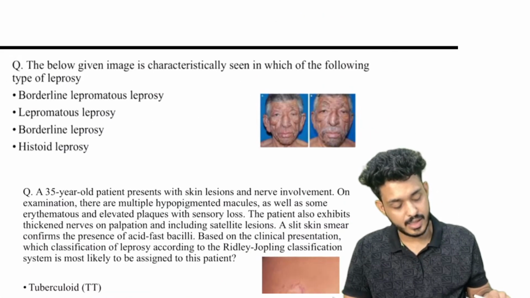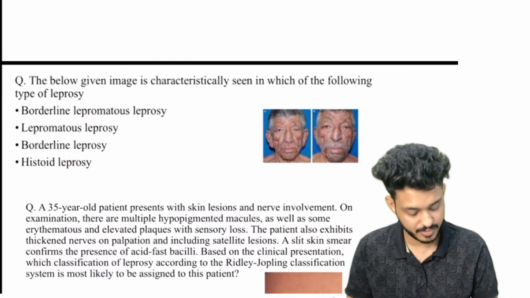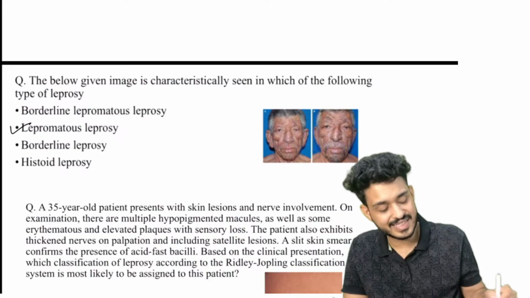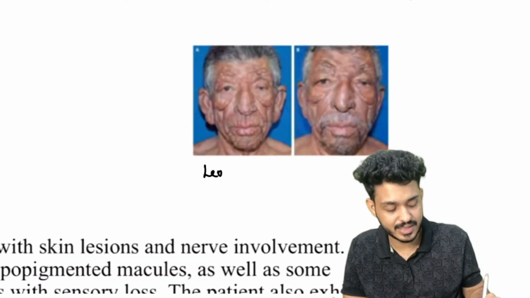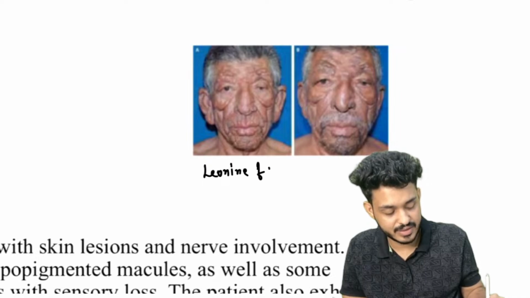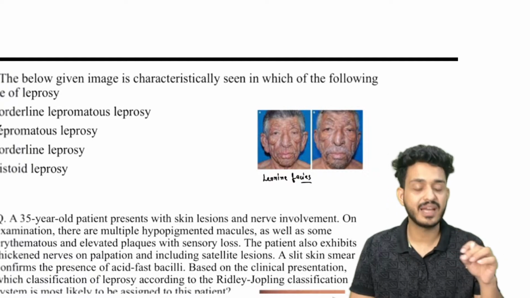Try to answer now. Is it leonine facies or something else? This is lepromatous leprosy, and can you appreciate the face is like a lion's face? This is known as leonine facies. I have not gathered the images of BT type of leprosy. You will be having satellite lesions.